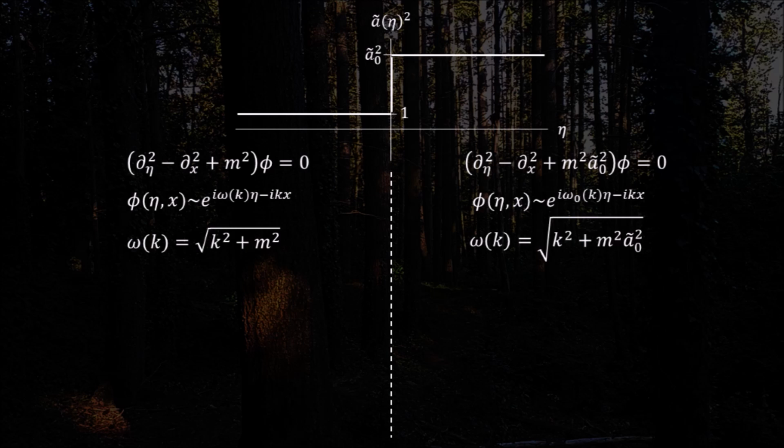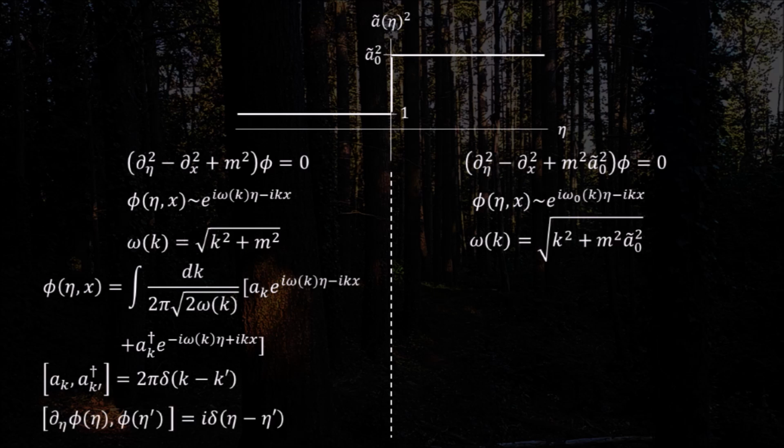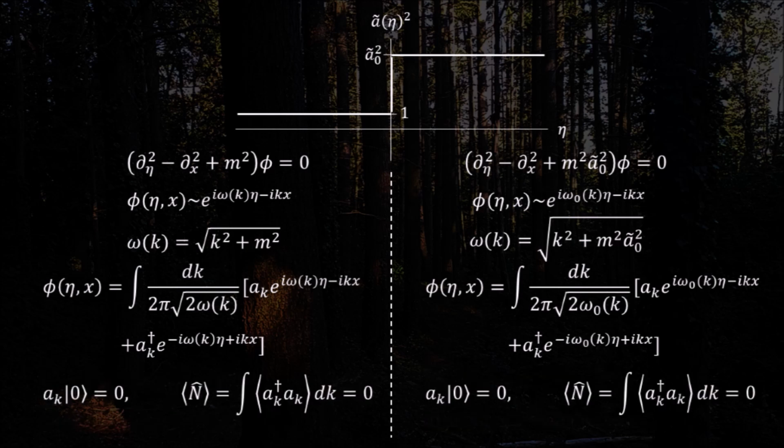The most general solution for phi, which is a real scalar field, is an integral over the plane waves and their complex conjugates. The a and a dagger are operators that must obey this commutation relation, so as to make this commutation relation satisfied. Now, we can do the same thing on the right-hand side, can't we? The only difference is that the particles on this side have a different mass. The A operator defines a vacuum, and the expectation of the number operator is 0 on both sides.